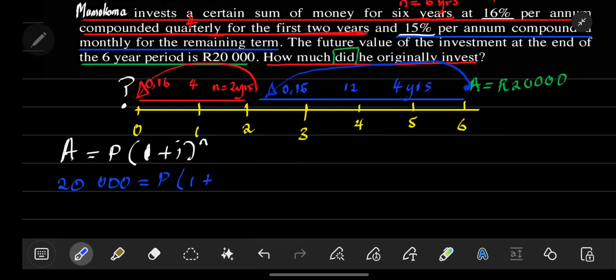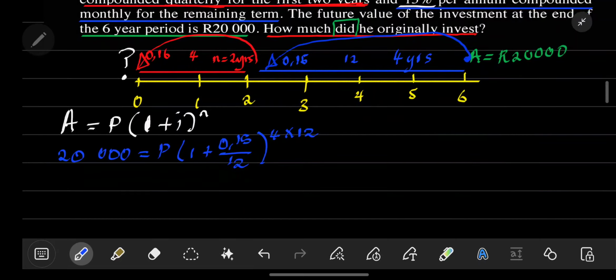What is our I? So don't be confused. The I is for the blue part, right? Which is 0.15 there. But then remember, this is a compounding period transaction. So what is our compounding period here? It's monthly, which is denoted by 12. So we just divide by 12 there. And we also say our years for this transaction was supposed to be 4 years. Then we multiply it by 12. And then from there, we are going to say that 20,000, right?